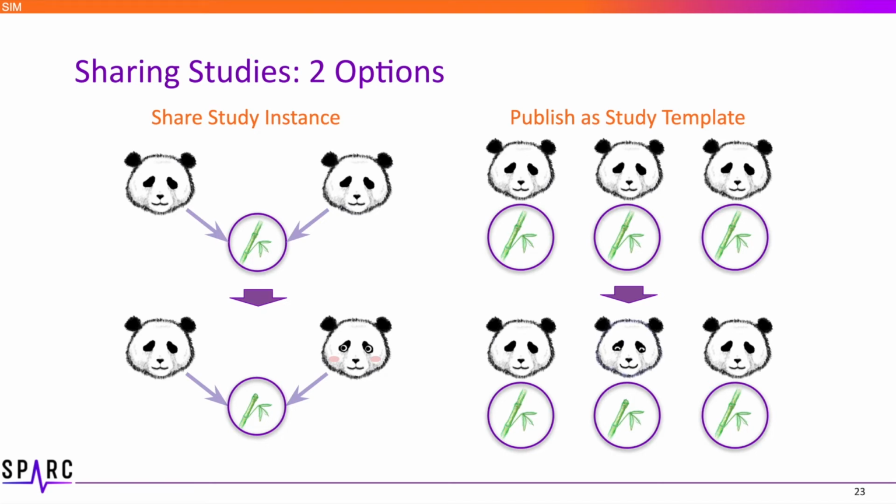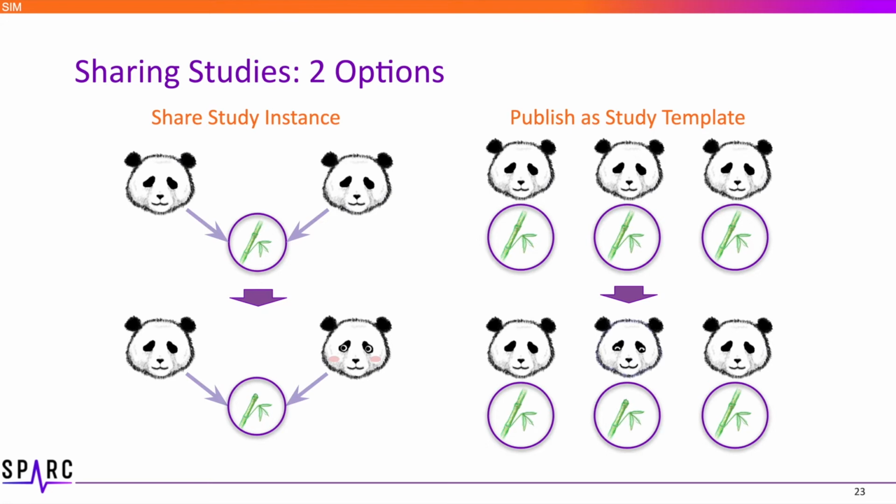In both cases, all the users who have a study shared with them will have access to that study. The main difference really comes down to what happens when one user changes something. Now, if a study instance is shared and one user changes that study somehow, then that study is changed for everyone who has it shared. If instead a study template is published, users with whom the template is shared can each make their own copy of that template. When one user modifies their copy of that template, it doesn't actually change anyone else's copy.